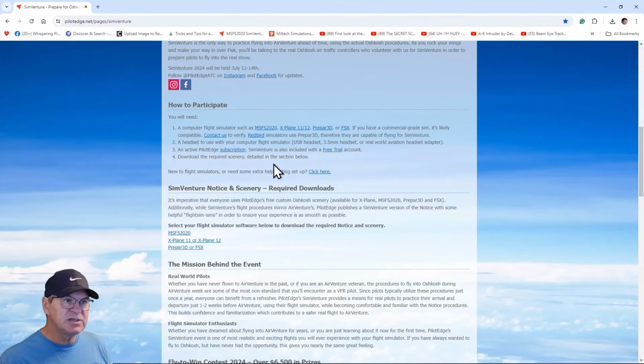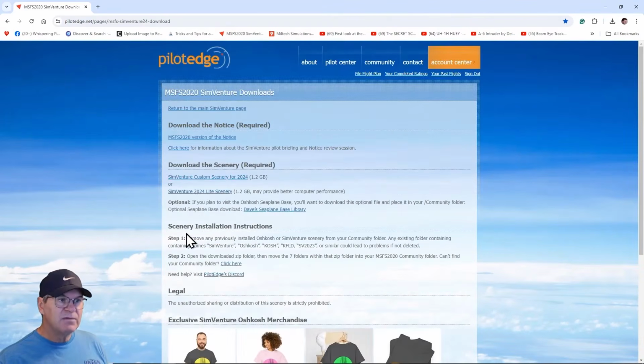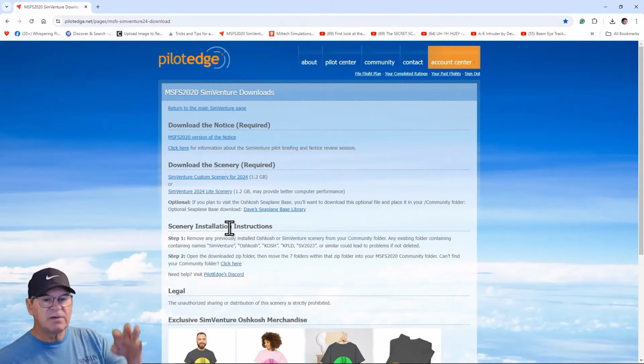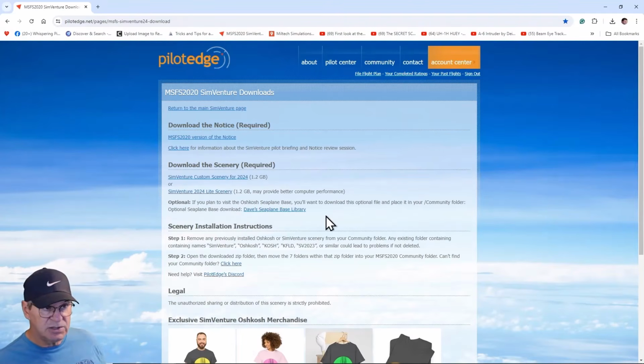Download the required scenery detailed in this section below. So we go in here to MSFS 2020 in my case, and I'm going to download both the normal one and the light one. Although they look like they're both the same size, they reduce the amount of dynamic stuff on the field. They reduce the amount of objects on the field. The lighter one is definitely easier on your system for sure.